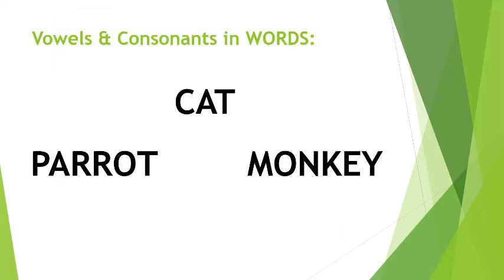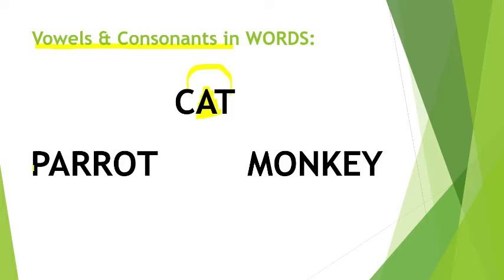Now children, let's find vowels and consonants in different words. For example, this is a word C-A-T, cat. Can you spot a vowel and consonant here? Yes, easily. As I told you, there are 5 vowels A, E, I, O, U. Out of them, there is one here, and A is a vowel and the rest of these 2 are consonants.